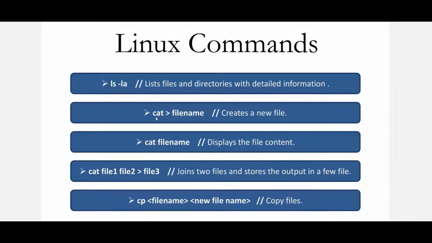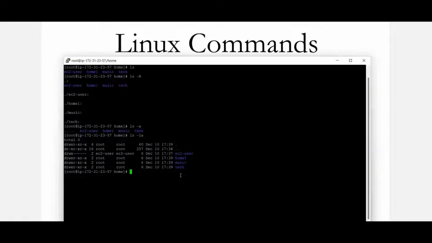Our next command is cat. This creates a new file. Let's move into directory home1, and we can create a file over here with the name file1 and we will write, this is the file1.